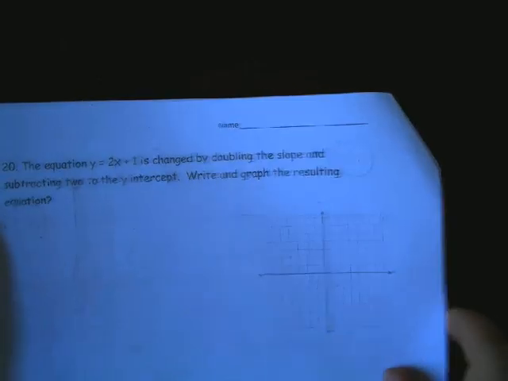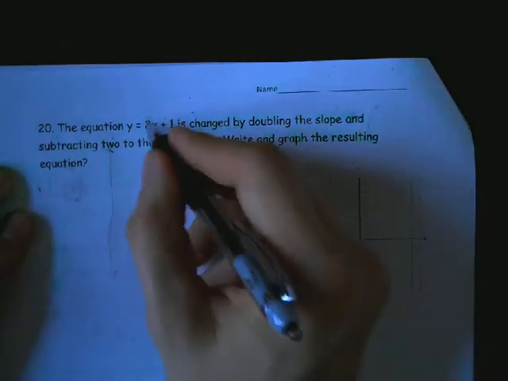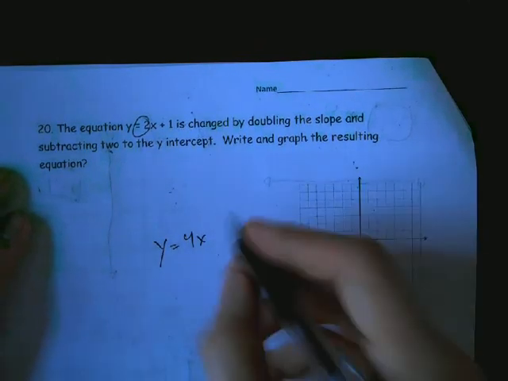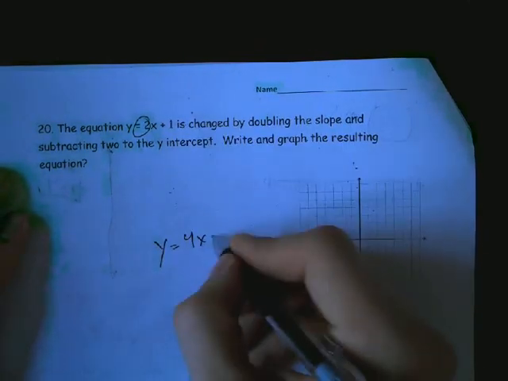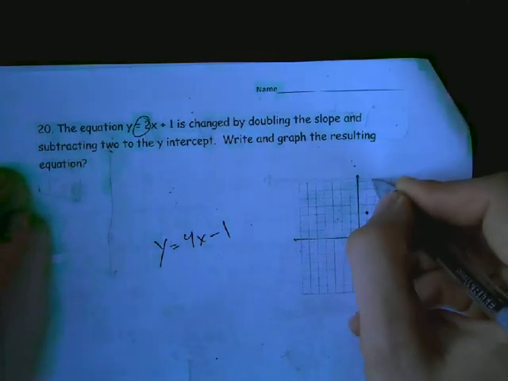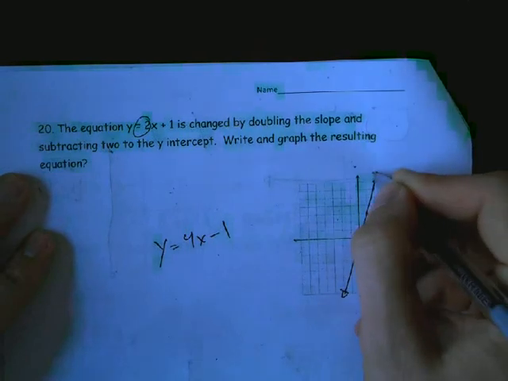We've got an equation. Y equals 2x plus 1. We want double the slope, so our slope is 2. Our new slope will be 4 because we want double the slope. And we want to subtract 2 from the y-intercept. Y-intercept is 1, minus 2 is -1. This is our new line with a slope of 4, an intercept of -1. There she is. Just like that.